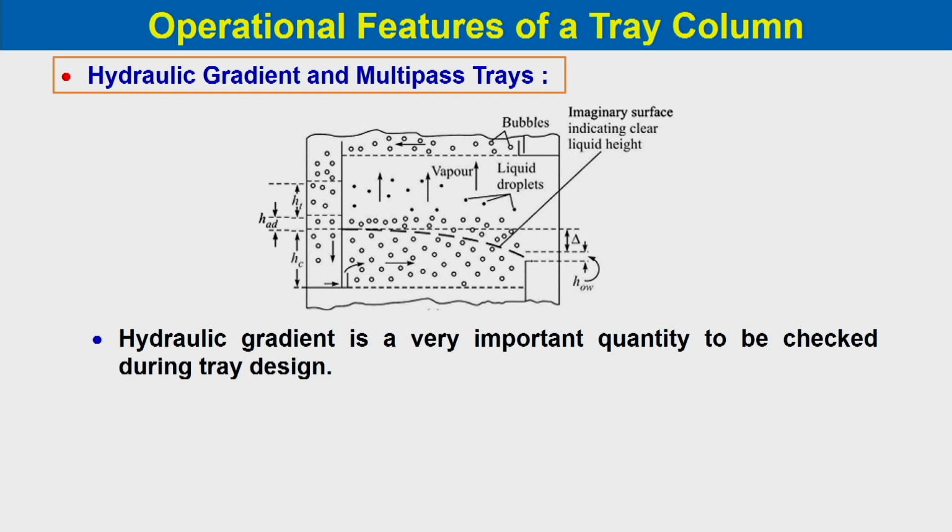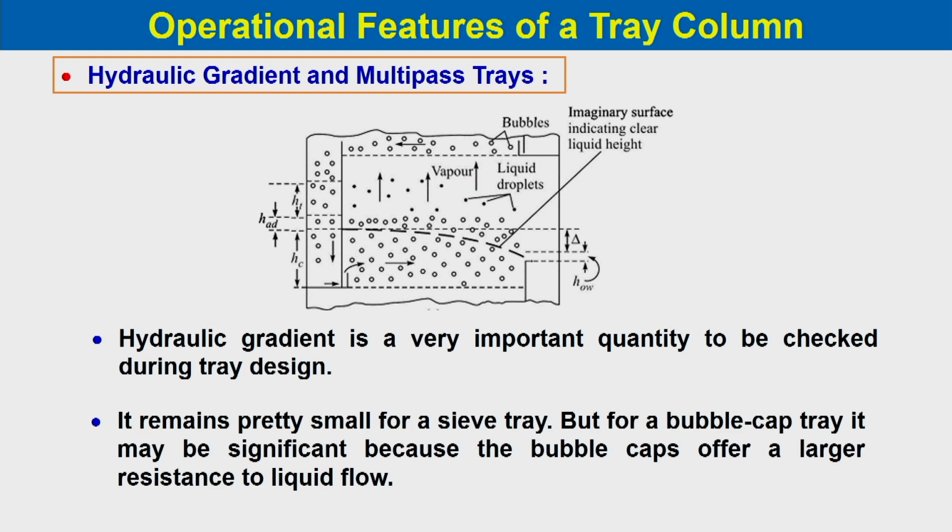Hydraulic gradient is also a very important quantity to be checked during the tray design. It remains pretty small for a sieve tray, but for a bubble cap tray it may be significant because the bubble caps offer a larger resistance to liquid flow. So, if the resistance is much higher in the case of a bubble cap tray, the hydraulic gradient is also important over here, because that will severely affect the tower performance.